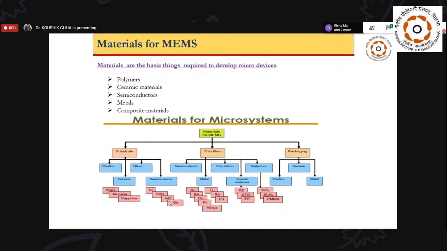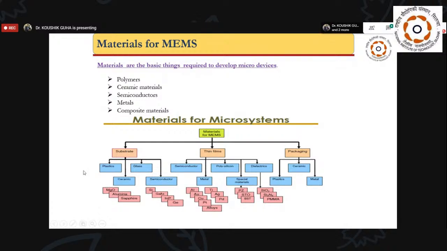So, materials for MEMS. If you compare MEMS versus IC, in IC there is still silicon dominance because the substrate is always silicon. Then you can grow your device or circuit by layer. But in MEMS there is wide applicability and a wide variety of materials. It may be polymers, you can use ceramics, semiconductors, metals, composite materials. Now you can see the variation in substrate category also.